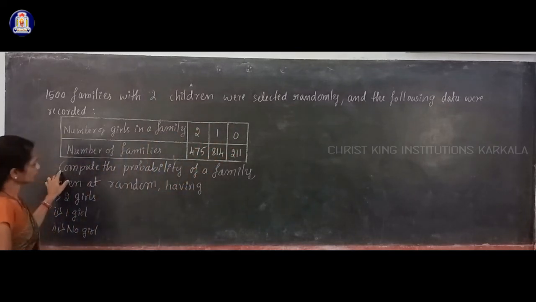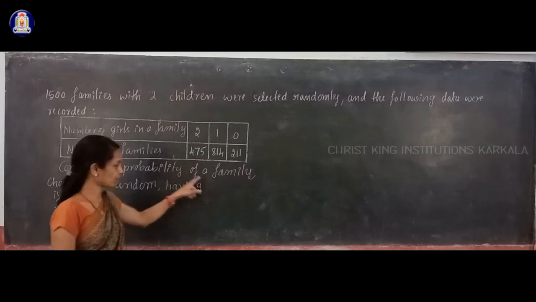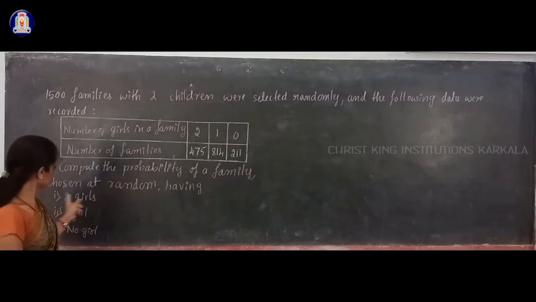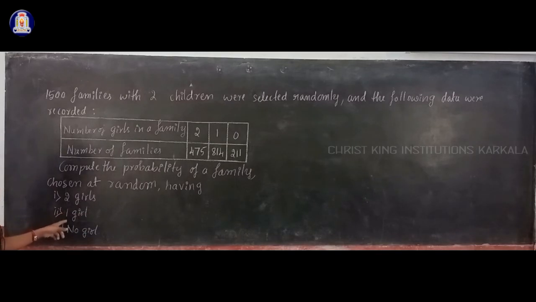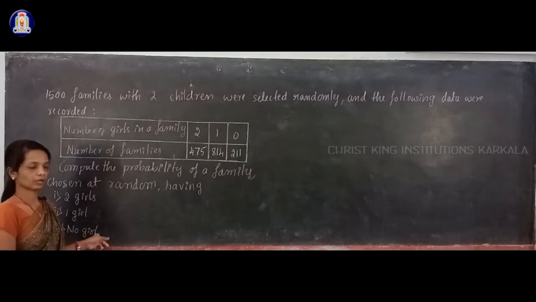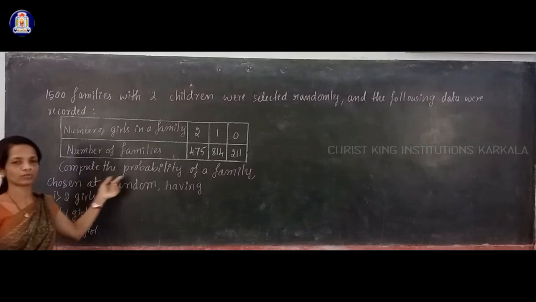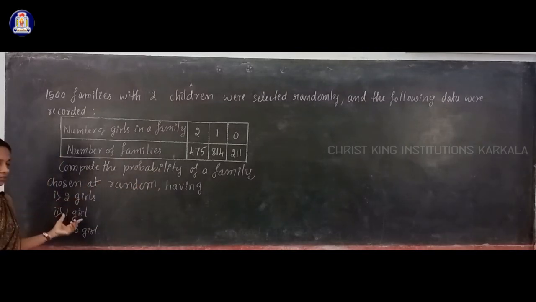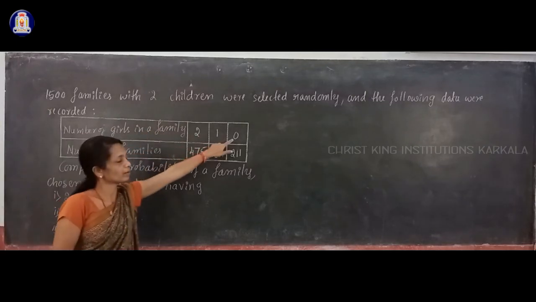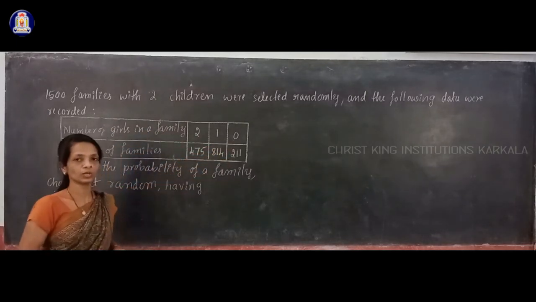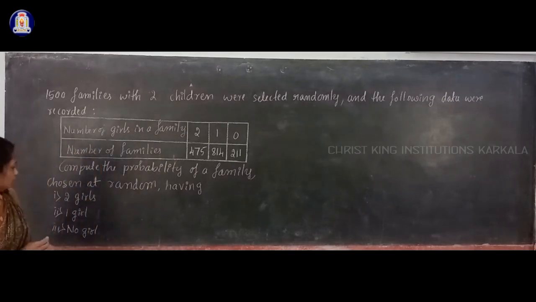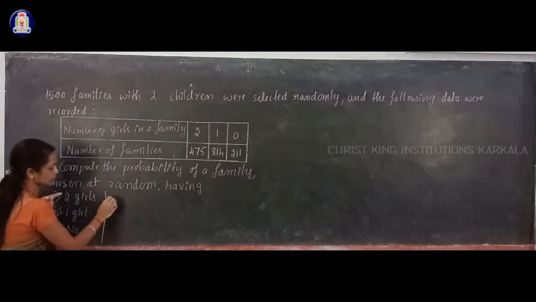You have to compute the probability of a family chosen at random having 2 girls, second 1 girl, and third no girl. You have to find the probability of a family having 2 girls, the probability of a family having 1 girl, and the probability of a family having no girl. No girl means both are boys. If both are boys, then the number of girls in a family is 0, and there were 211 families like that. Now, the answer for the first one.